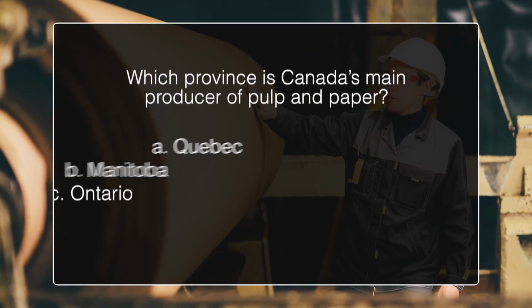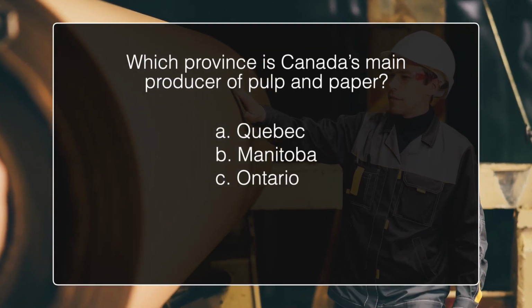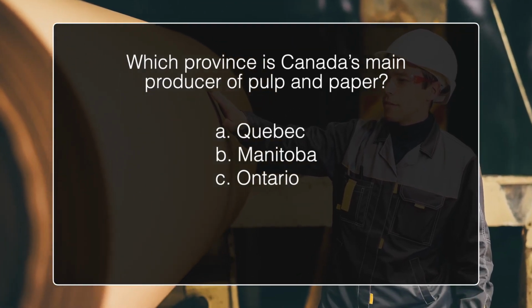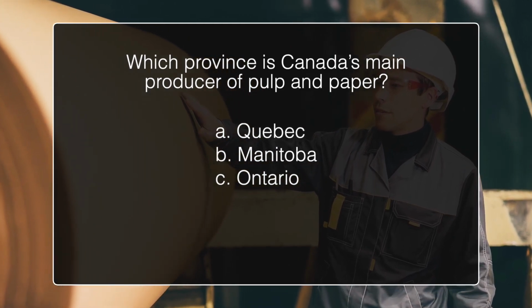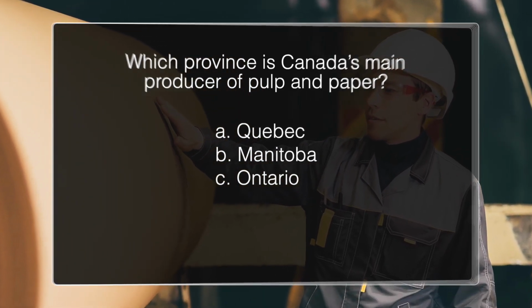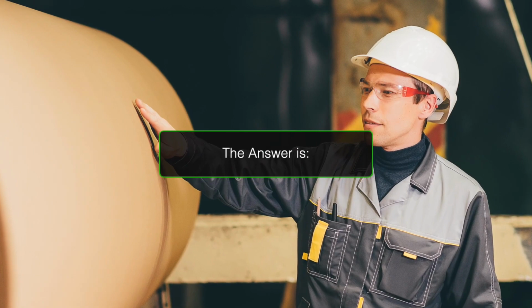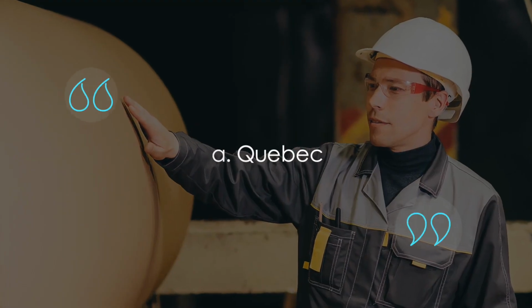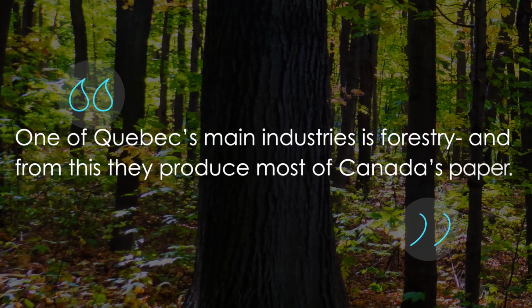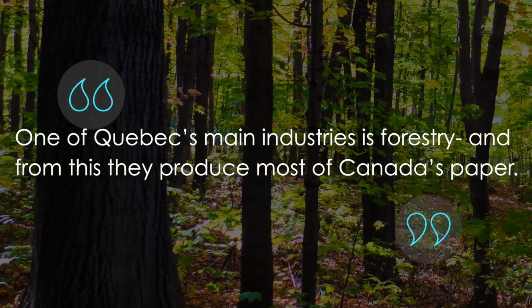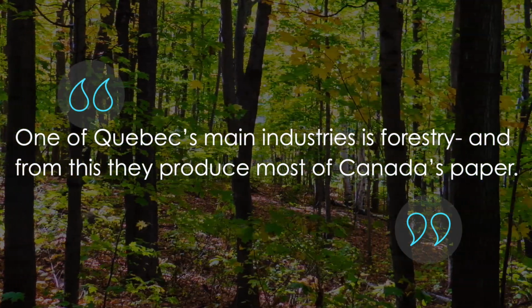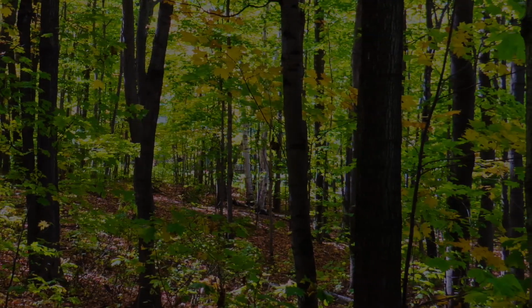Which province is Canada's main producer of pulp and paper? Quebec, Manitoba, Ontario. The answer is Quebec. One of Quebec's main industries is forestry, and from this they produce most of Canada's paper.